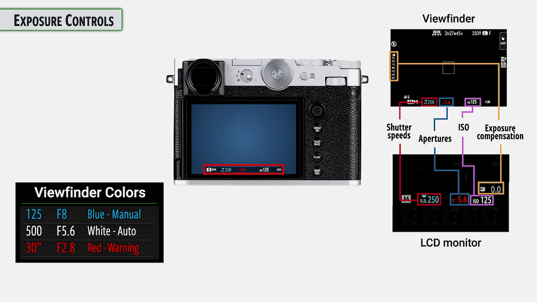And so blue means you have manual control over it, white means the camera has control over it, and red means there's a warning: you're not going to be able to make it work, or there's something else going wrong with the settings, and you should probably address that right away because it's just not going to work in the particular exposure that you have set up. So just keep in mind those colors that you see in the viewfinder.